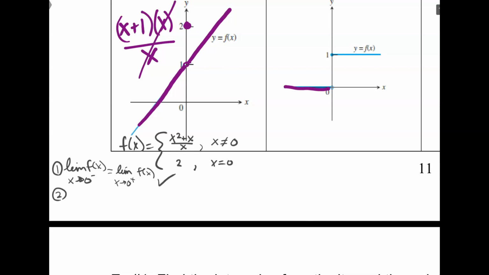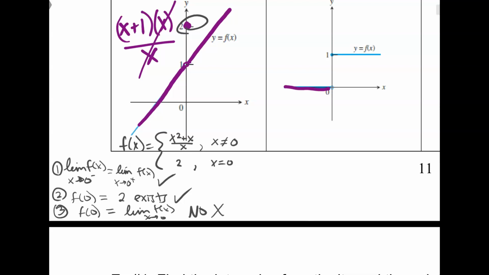Second thing, do I have a function value? Do I have a y value for 0? Yep, it exists. It's 2. So guess what? Perfect. But then the third one, this is where it fails. Does f of 0 equal the limit of f of x as x approaches 0? No. So that's why it's not continuous, because the function value is not the same as the limit.